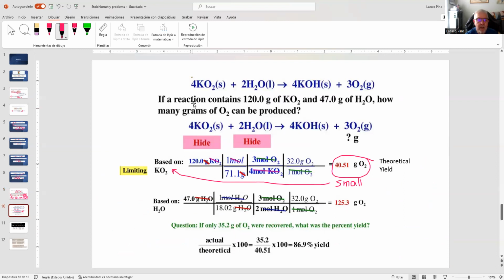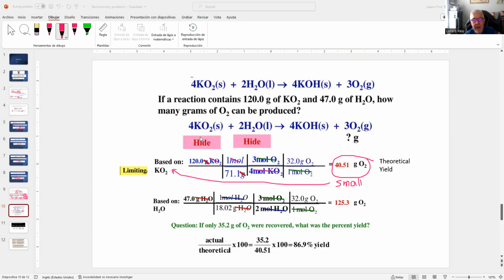In this case, we have a reaction between potassium oxide, in this case, peroxide, sorry, and water, and the reaction will produce potassium hydroxide and will release oxygen from the peroxide. Well, what you are going to do in this case, first of all, see if the equation is balanced. Is it balanced? Yes, it is.